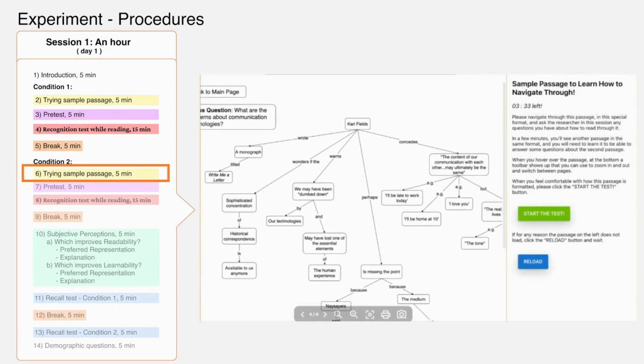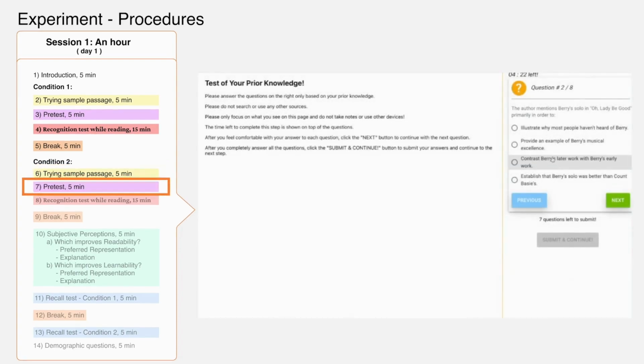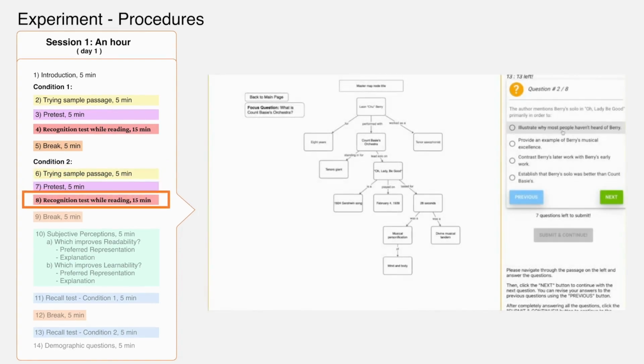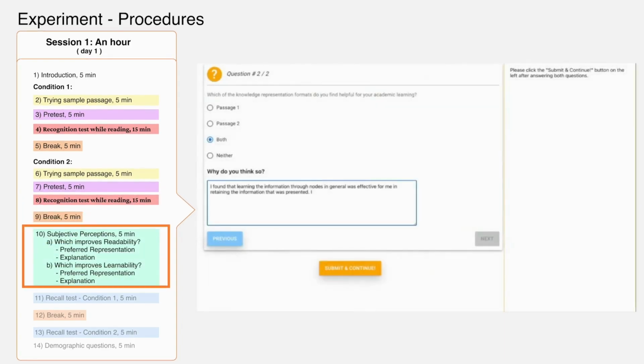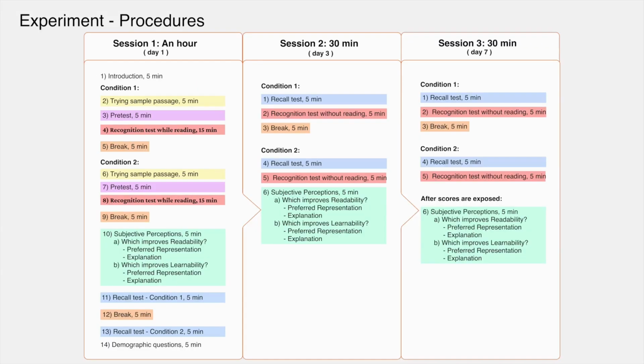After having a short break, the participant goes through another sample passage in the other knowledge representation condition. They answer the pretest questions and then answer the same questions while reading the second passage in the other condition. After a short break, they write their open-ended feedback about the readability and learnability of each condition. Then they write down what they have learned from each passage as a free recall test.